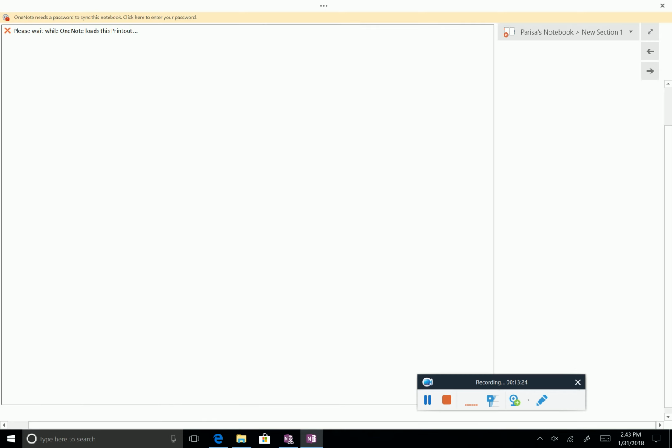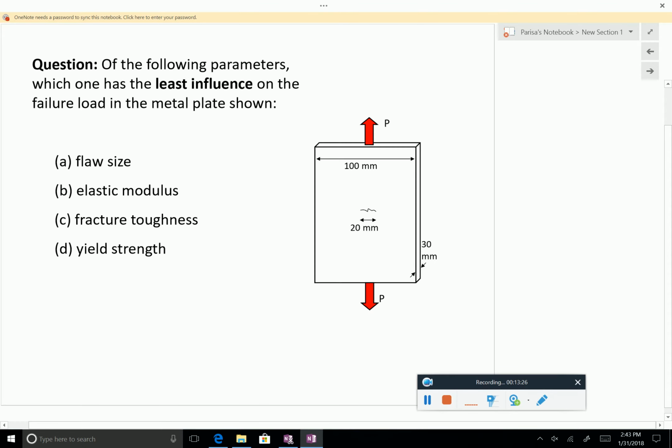Now let's do a few examples to make sure that this is all clear. The first one is more conceptual. So we have a large plate which satisfies this plane strain condition, and we have a flaw inside. The question is, which one of these factors do you think has the least influence on the fracture load?